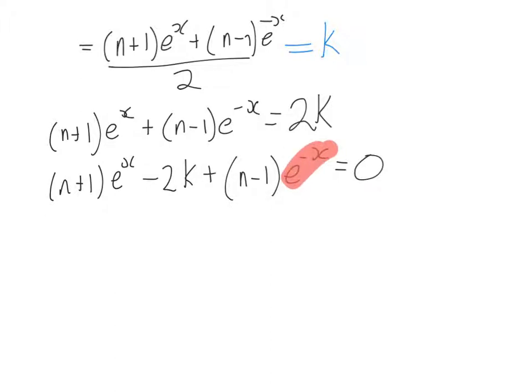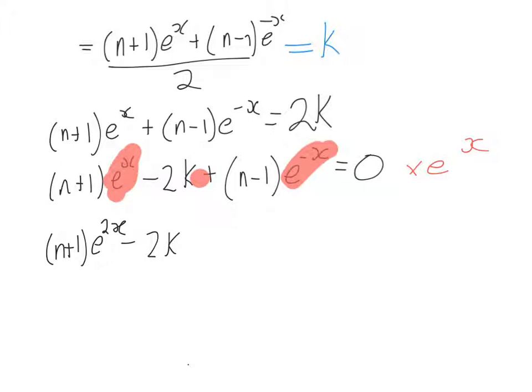I've put these in descending powers of e to the x, right? There's 1 e to the x, then none, then negative 1. So it is a quadratic equation already, but we'll make life a little bit easier if I multiply everything by e to the x. To give me n plus 1 e to the 2x minus 2k e to the x plus n minus 1 equals 0. And now I can solve that using the quadratic formula.